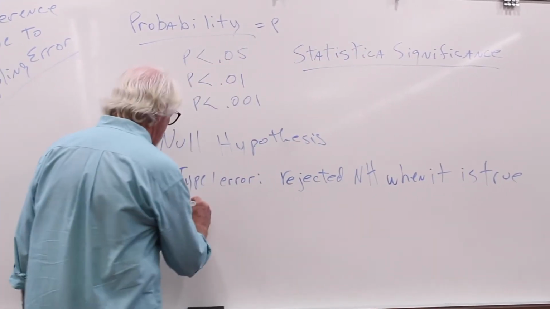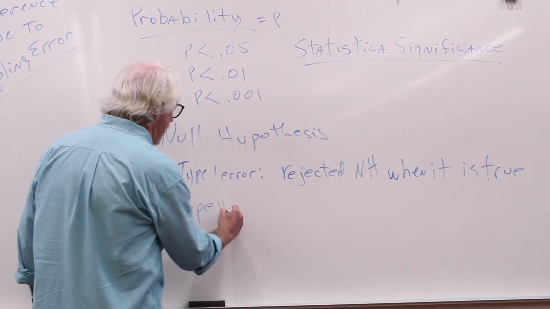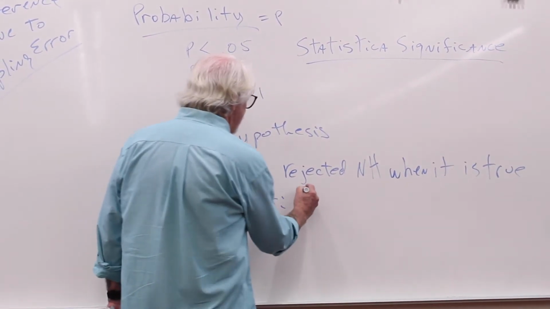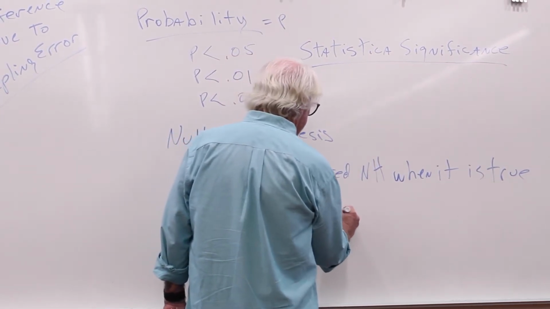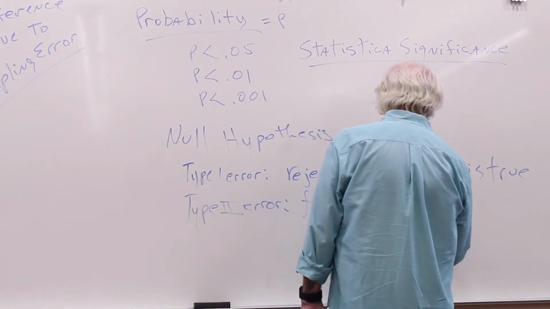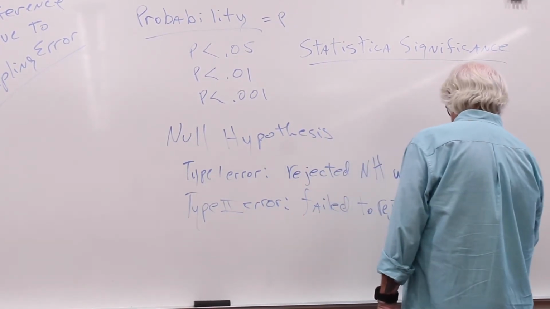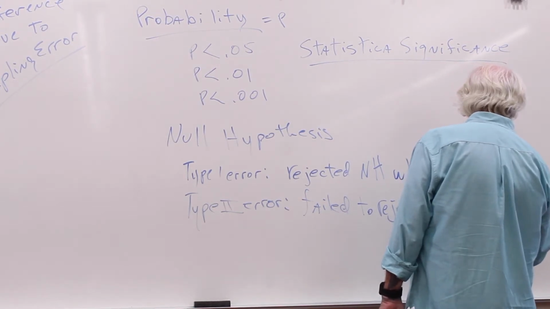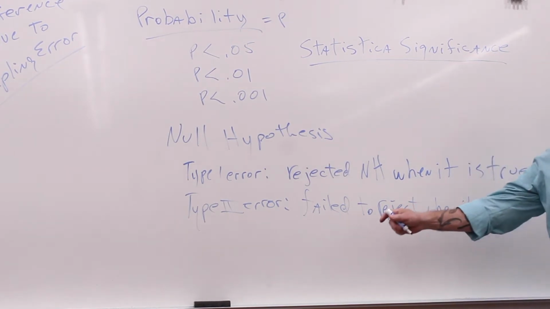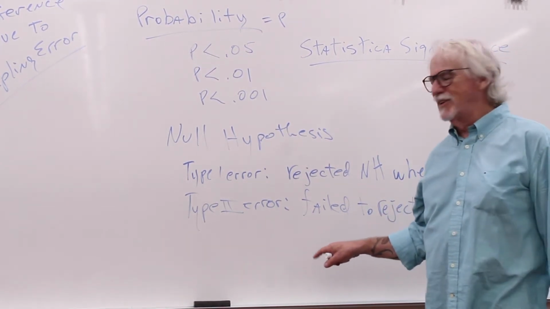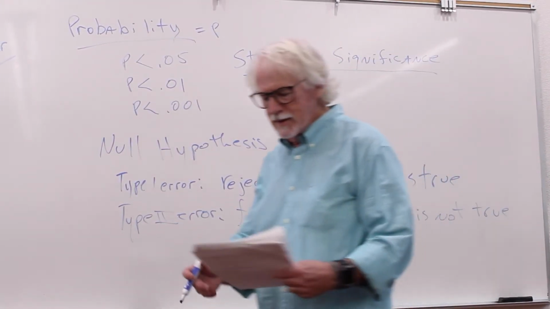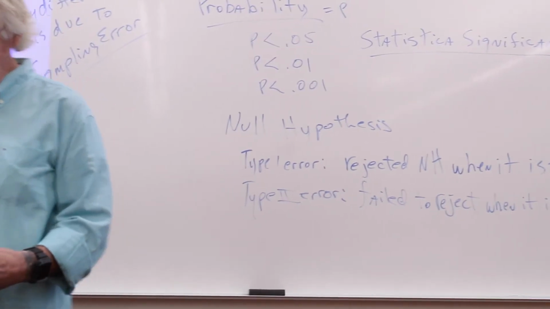And the type 2 error, the only other side of the coin: I failed to reject the null hypothesis when in fact it was not true, and there was a difference between the means.